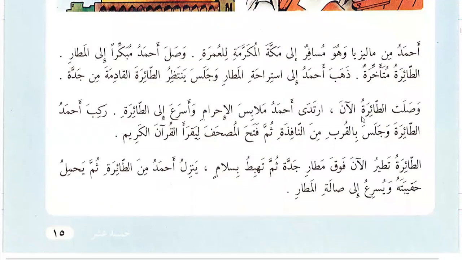Wasalatit ta'iratul ana. Now the aeroplane has arrived. Ittada Ahmadu malabis al-ihrami. Ahmad wore the ihram clothes. Wa asra'a ila ta'ira. And he hurried to the aeroplane. Rakiba Ahmadu ta'ira. Ahmad rode the aeroplane. Wajalasa bilkurbi minan nafiza. And he sat near the window. Summa fatahal musafa. Then he opened the copy of Quran. Li yakra al Quran al Kareem, to read the Holy Quran.